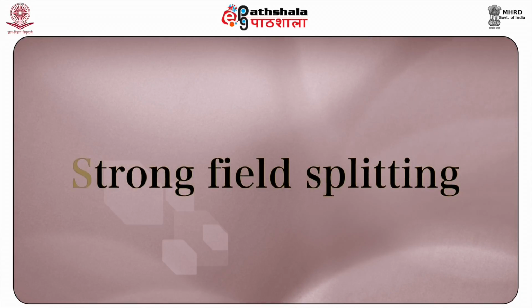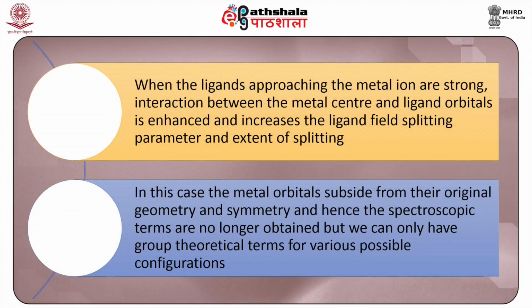In the case of strong field splitting, when the strong ligands start approaching the metal ion, the interaction between the metal center and the ligand orbitals is enhanced, and it increases the ligand field splitting parameter and the extent of splitting. In this case, the metal orbitals deviate from their original geometry and symmetry, and hence the spectroscopic terms are no longer obtained, but we can only have group theoretical terms for various possible configurations.